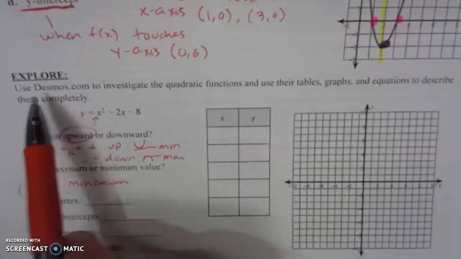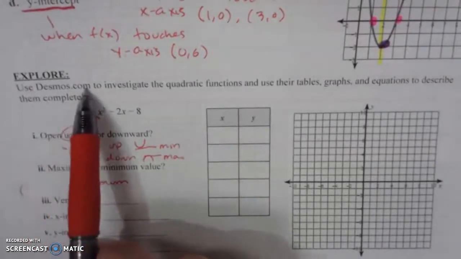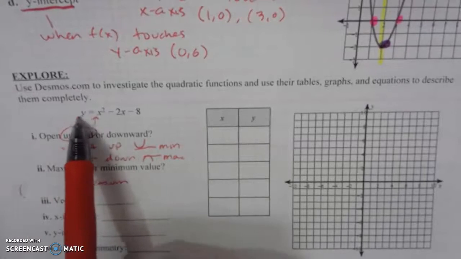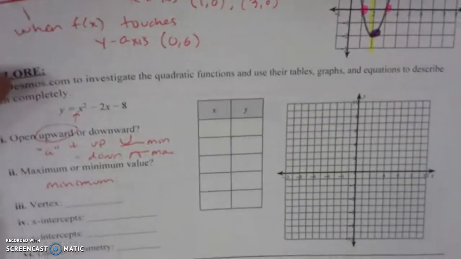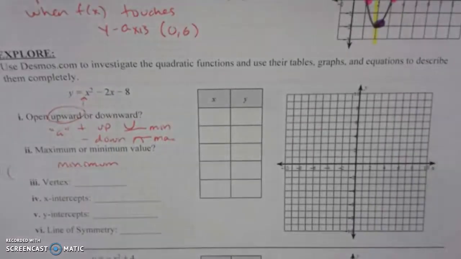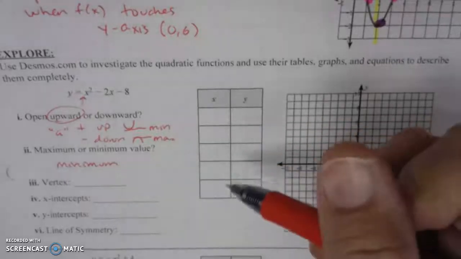So it says use Desmos. So if you typed desmos.com into another tab and typed this equation in here, you would see what that looks like. So go ahead and do that. I'm going to have you guys investigate that. But we can keep going because I can figure out what this is by plugging numbers in.